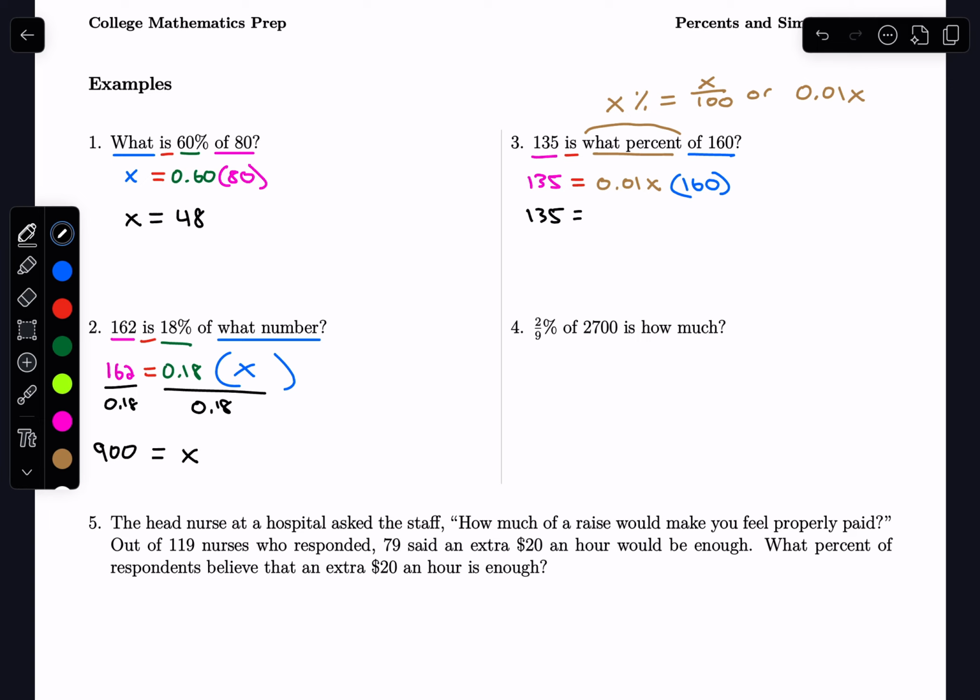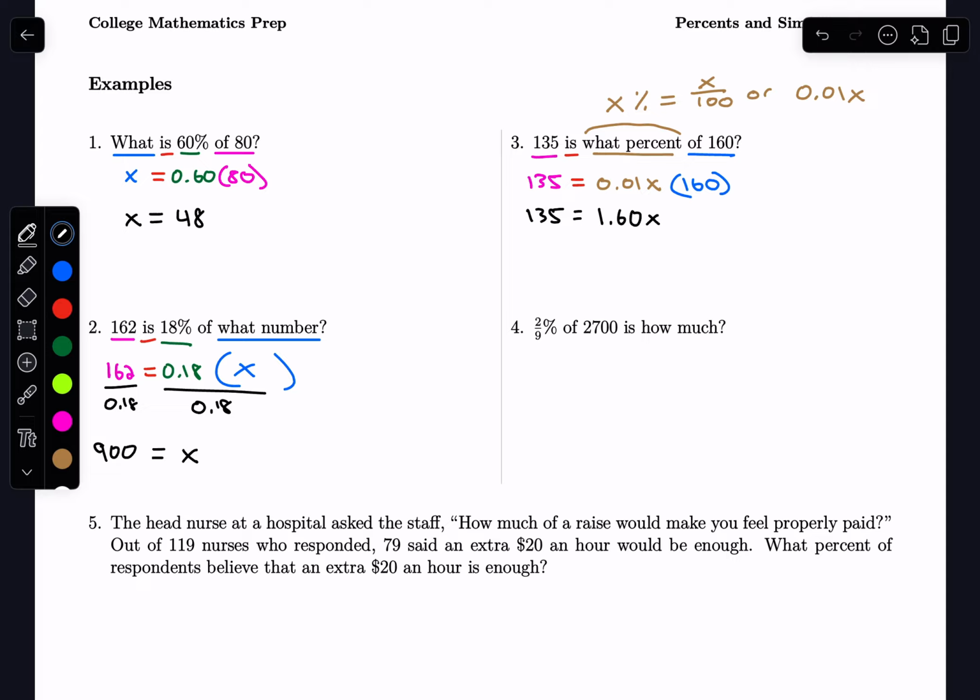0.01x times 160, I can multiply the 0.01 times 160, which notice is not complicated because 0.01 is just 1 over 100. So really all I'm doing is dividing 160 by 100. So I just have to move the decimal twice to the left. So 0.01 times 160 is just 1.60, and then I still have that x there.